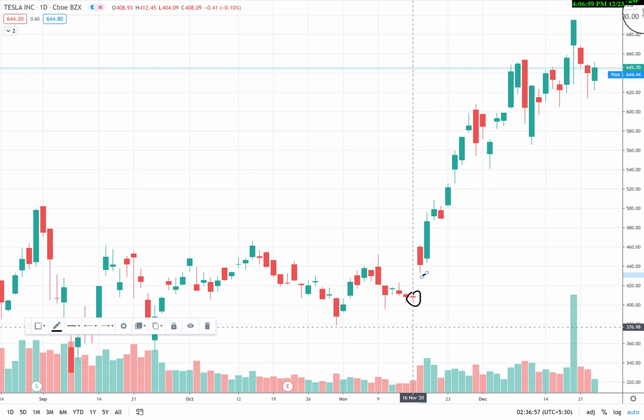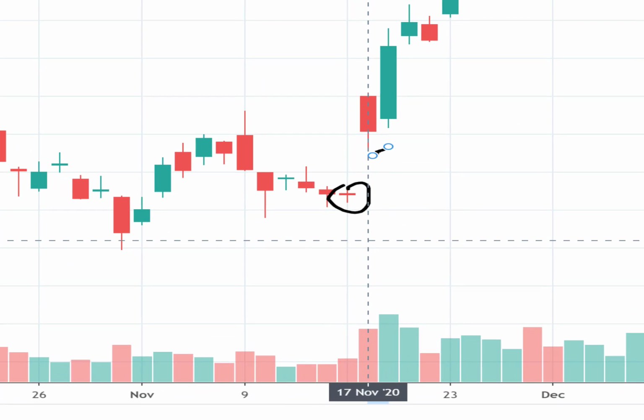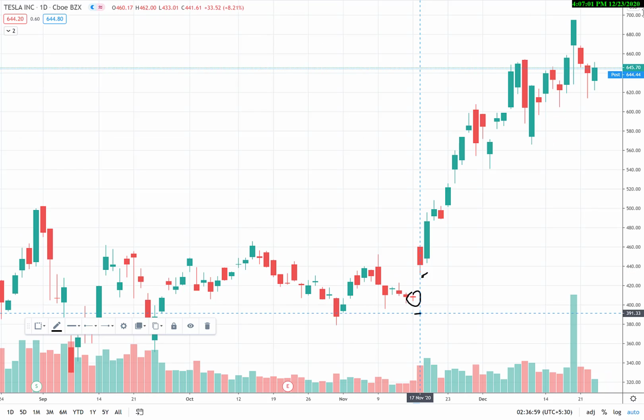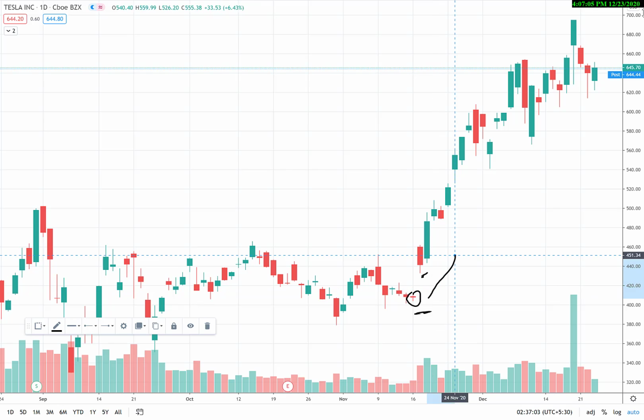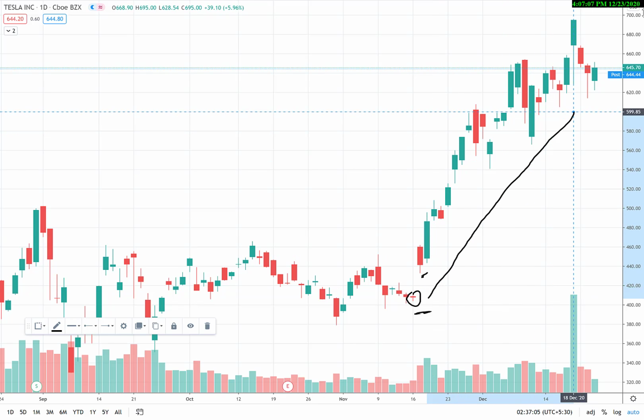When I say trade confirmation, my next day candle should close above this doji. You need to have your confirmation before entering the trade. So now in the next day I got a confirmation. My stop loss will be below the low price of my doji. Now just look at the beautiful movement that you got after entering that trade.